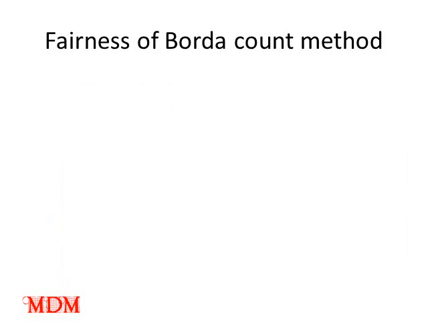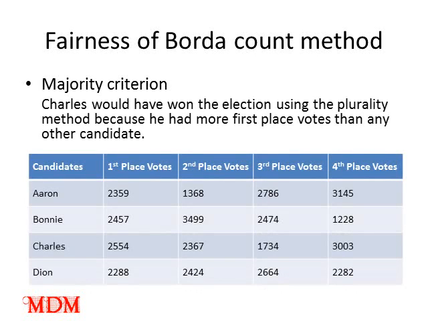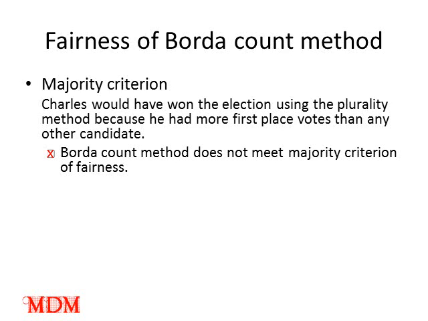Let's consider the fairness of the Borda count method. First of all, let's look at the majority criterion. Charles would have won the election using the plurality method because he had more first place votes than any other candidate. Notice that he had 2,554 first place votes. The Borda count method does not meet the majority criterion of fairness.